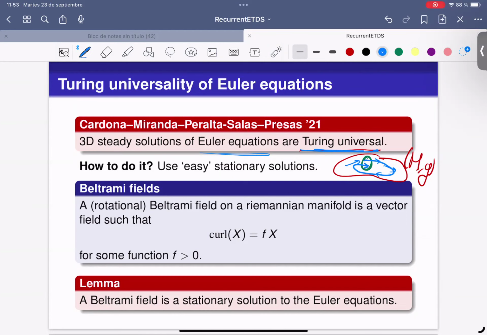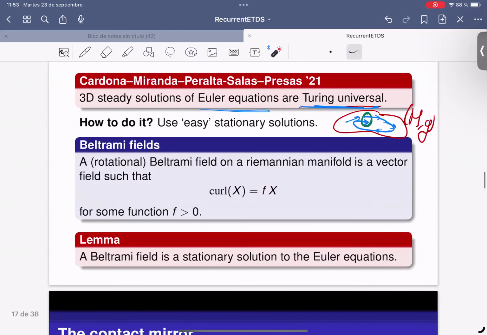The first key ingredient is Beltrami fields. Beltrami fields are like eigenfunctions of the curl operator. They are not literally eigenfunctions, because they are vector fields such that the image under curl is the same vector field times a certain factor, but the factor may vary. So it's not a fixed number, so it's not an eigenvector, but it's like an eigenvector with varying constant, but always positive, always non-zero.